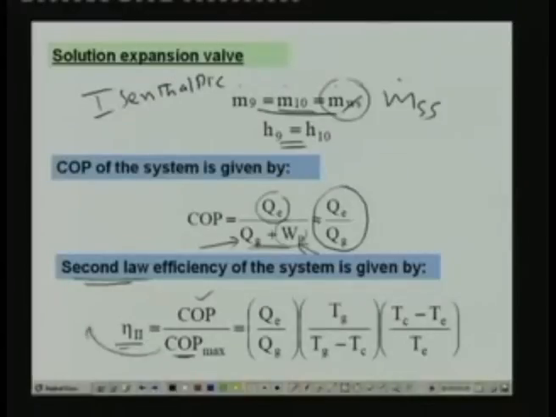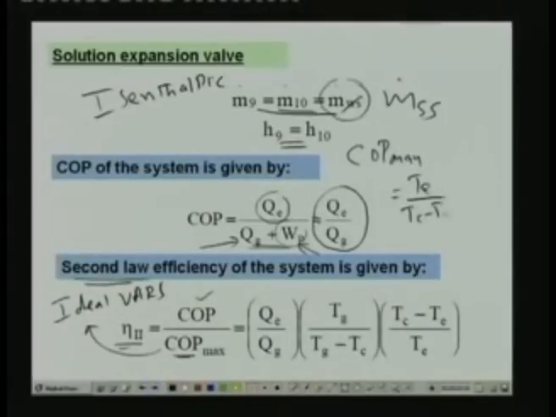If you remember, this maximum possible COP is for an ideal vapor absorption refrigeration system, and we derived an expression for this. The expression is COP max is nothing but TE divided by TC minus TE, into TG minus TC divided by TG. Okay, so this is the expression. If you substitute that expression here, you get this expression.